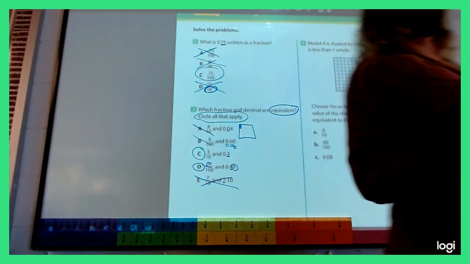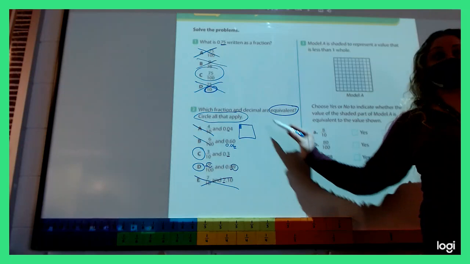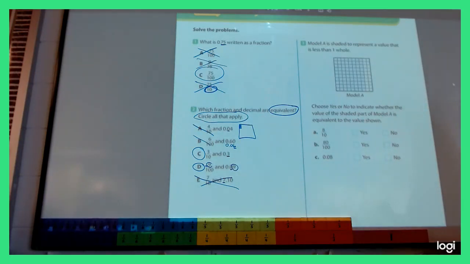Any questions on that one? This is a lot of what you'll see tomorrow, okay? So if you're struggling on that, you will practice tonight. You can keep working. Number 3.